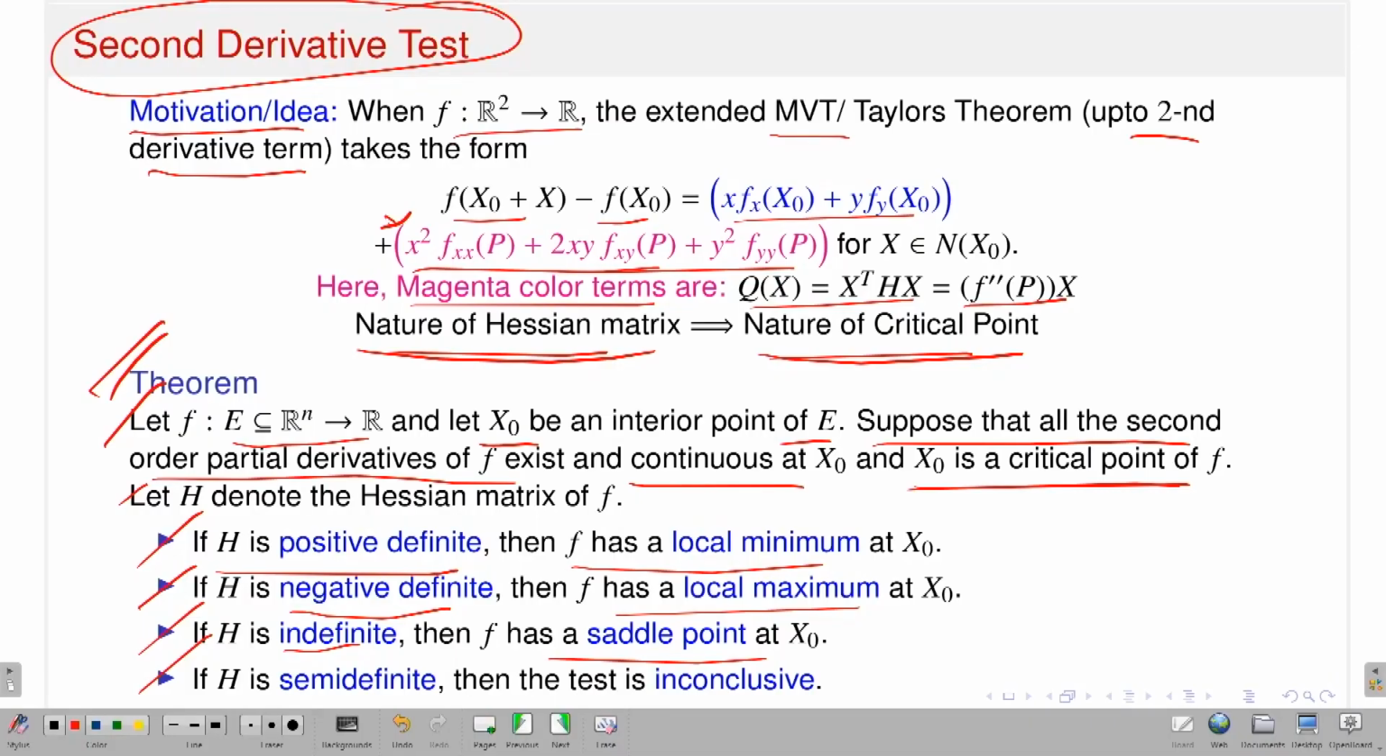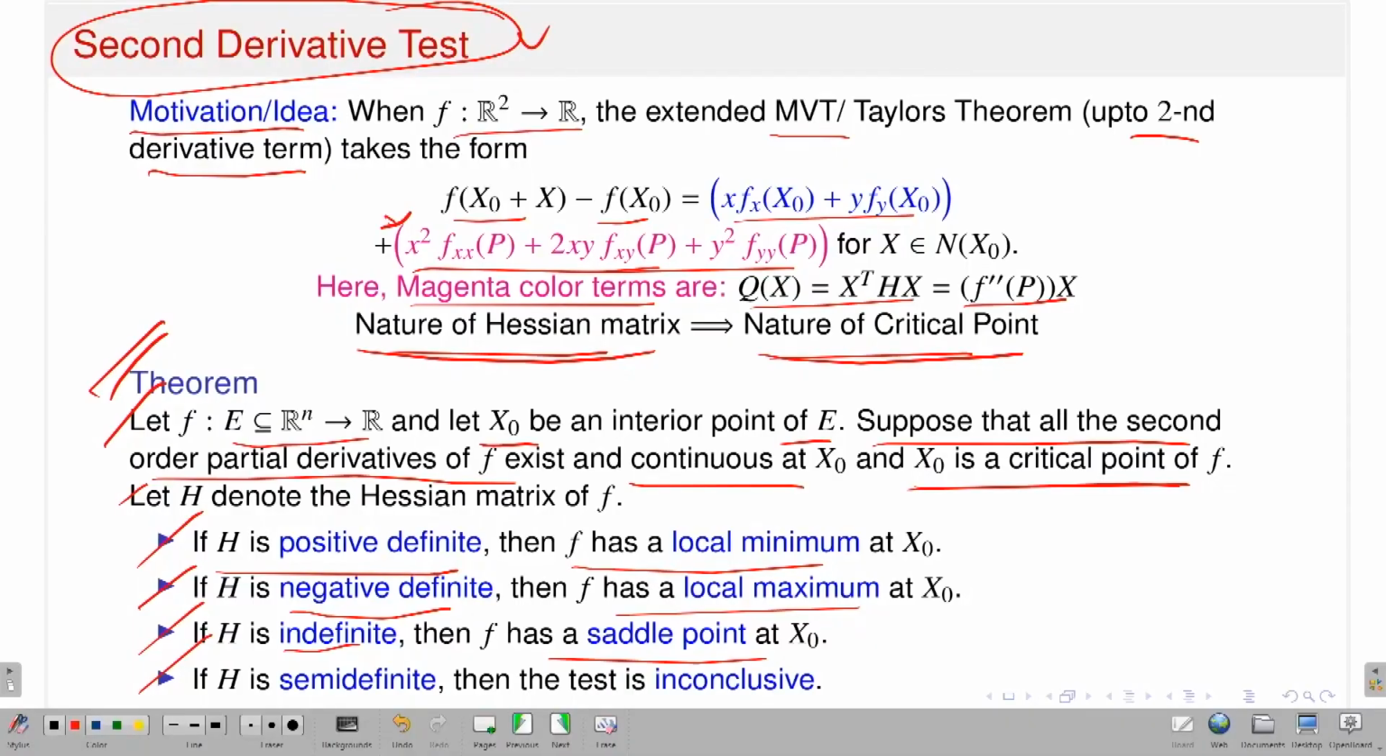So, that means if I have a scalar field and I start with an interior point which is a critical point, and if all the second order partial derivatives exist and are continuous at that point, then of course I can talk about my Hessian matrix. It is a symmetric matrix. Depending on the classification of my symmetric matrix, I can say whether my function attains a local maximum at that point x naught, or a local minimum, whether the point is a saddle point, or whether I cannot conclude anything. So, that is the connection between the Hessian matrix and quadratic forms.